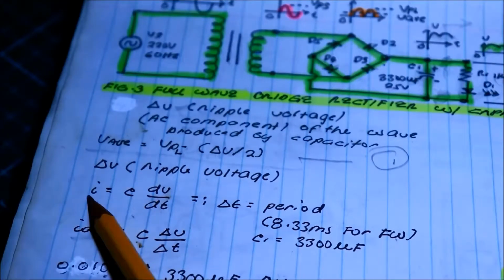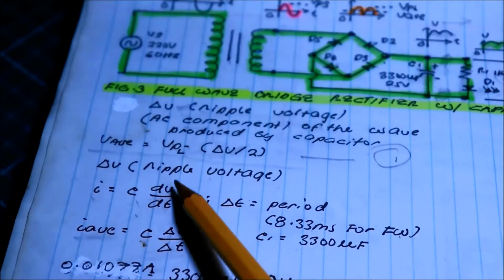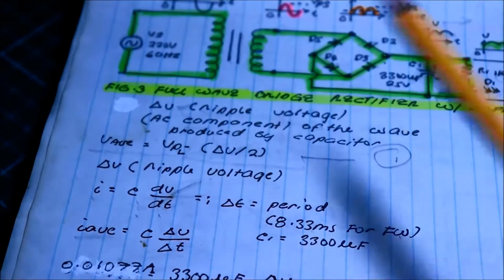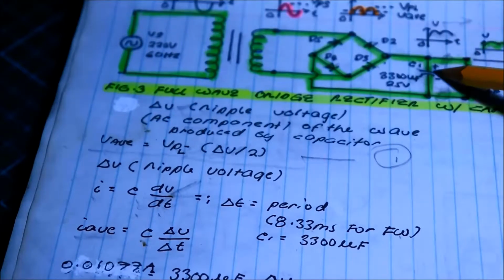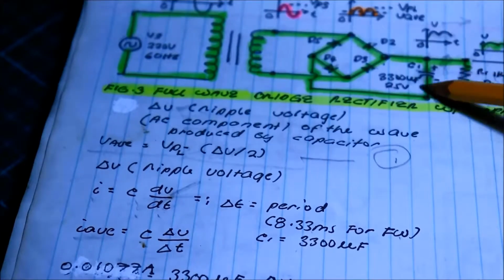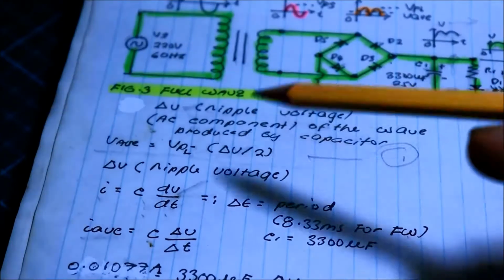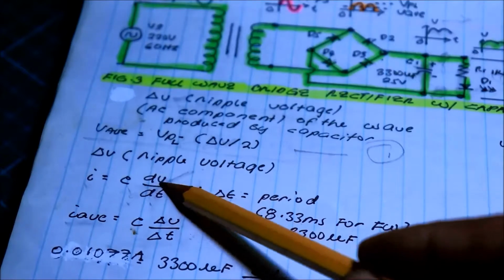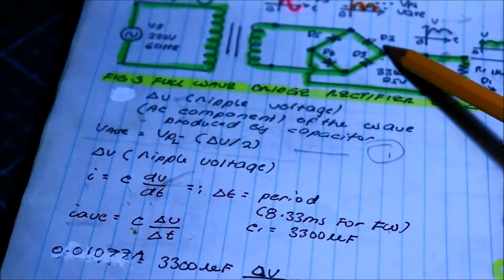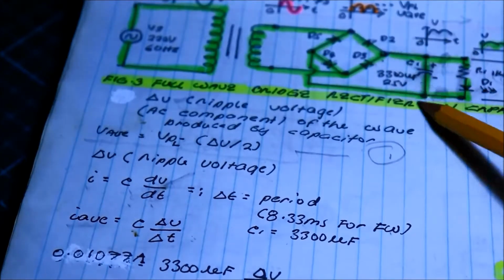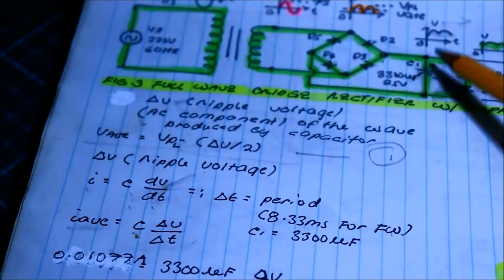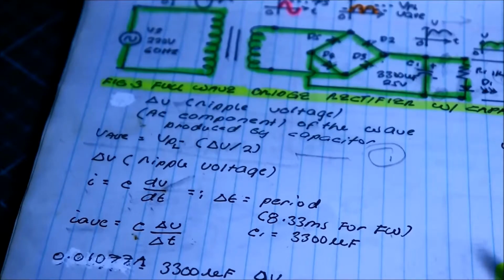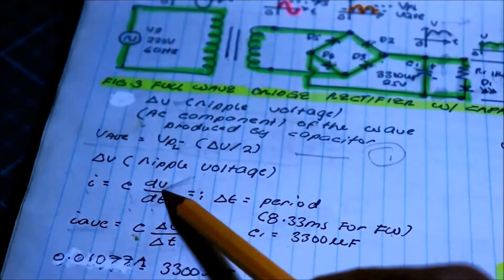I, the current of the capacitor, is equal to capacitance times the derivative of voltage divided by the derivative of time. That is calculus, due to the variation of the voltage over the variation of the time interval, dV over dt. It is the effect of charging and discharging of the capacitor.